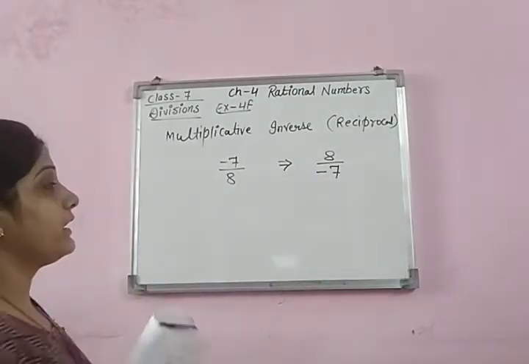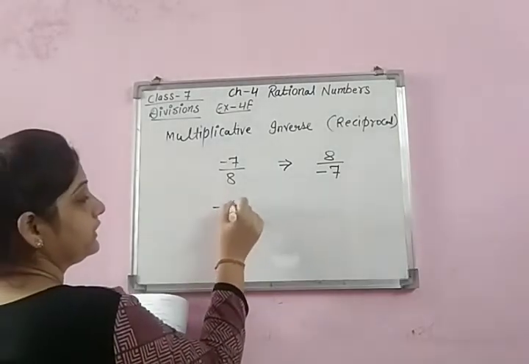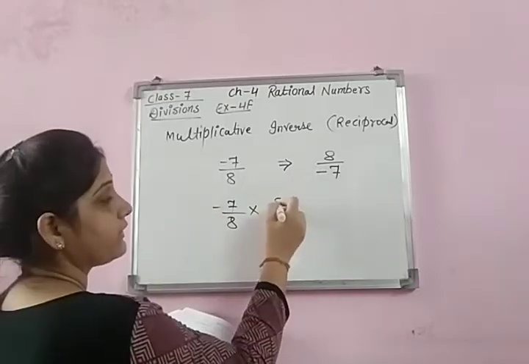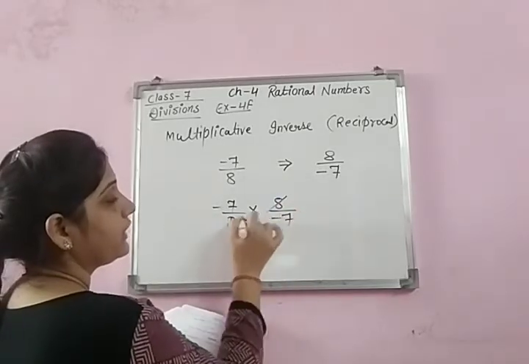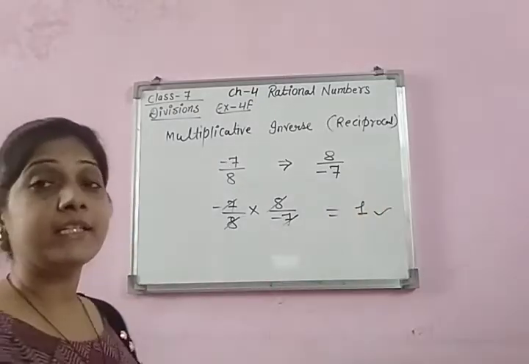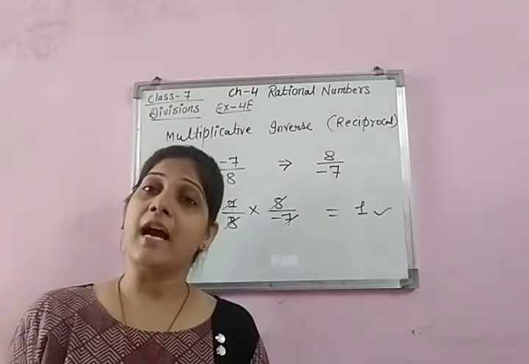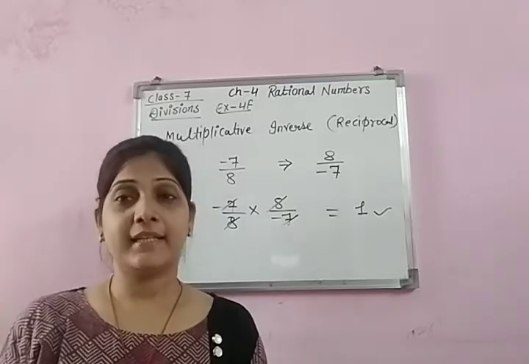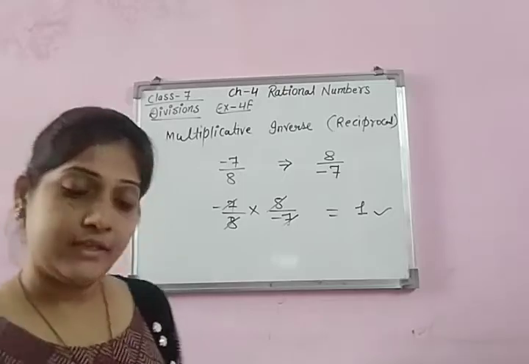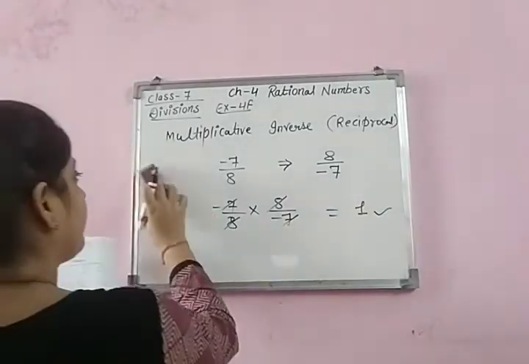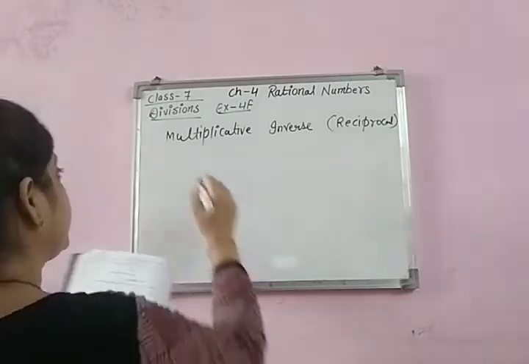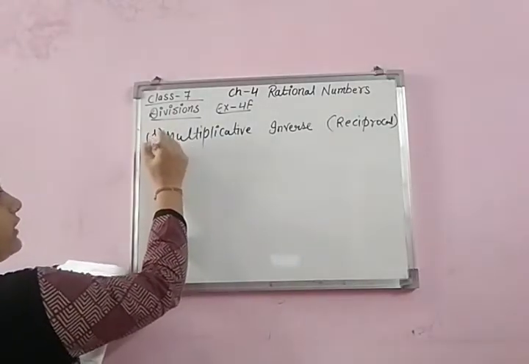Now what is the meaning of this? When we multiply a given number with its reciprocal, we will get 1 as the answer, and 1 is called the multiplicative identity. So let's start question number 1 of exercise 4F. It says: find the multiplicative inverse or reciprocal of each of the following.